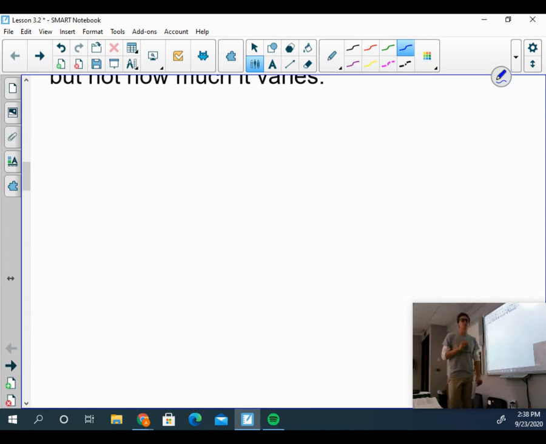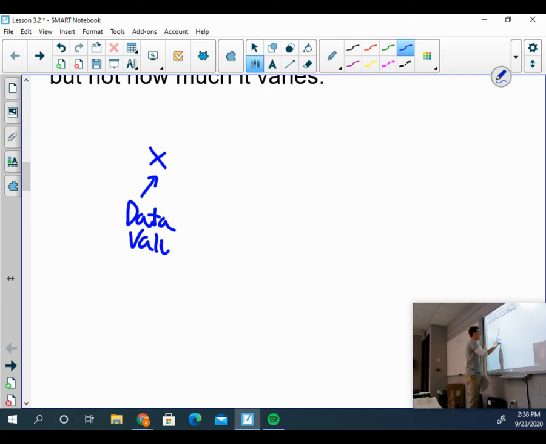Well, here's what statisticians did. They started with an X. What is X? X stands for your data value. If I have 5 pieces of data, X could resemble any one of those. I could plug them in for X, okay? A variable, X is a variable. It's just a placeholder for data. No big deal, okay? It's a given data value.